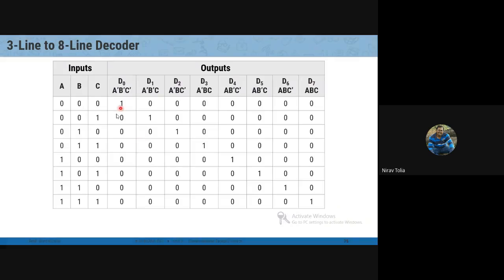You can see in the table, when our input is 0, 0, 0, only the D0 output is activated. All the other outputs are inactive. For 0, 0, 1, D1 is activated and all others are 0. For 0, 1, 0, only D2 will be activated. All others are 0.